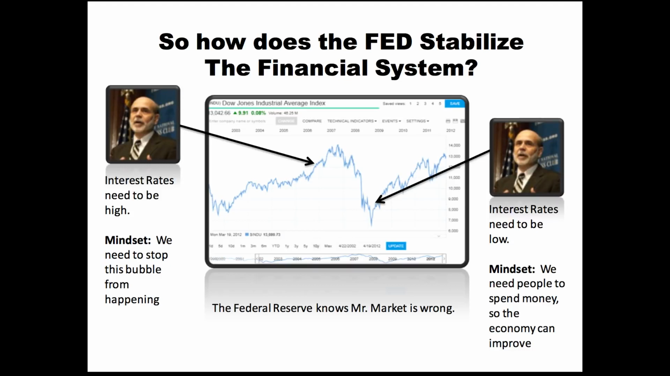We need people to spend money, so what do they do? They lower the interest rates because they need all that money to get out in the system, and they need people to start buying things so that the economy then grows again. So if there's one thing that the Federal Reserve knows, it is that Mr. Market is wrong, and they're trying to counteract Mr. Market by adjusting those interest rates.